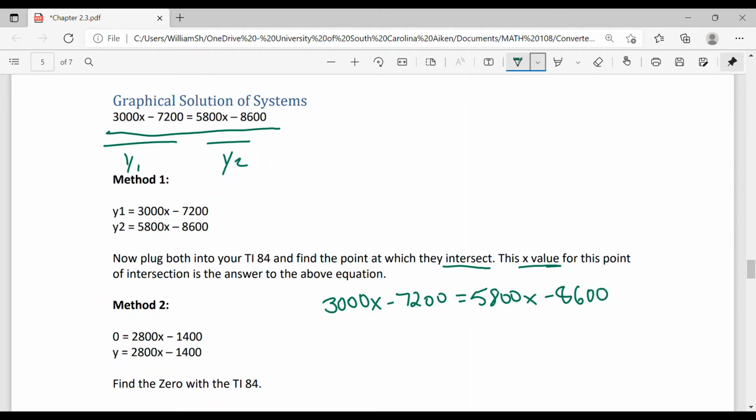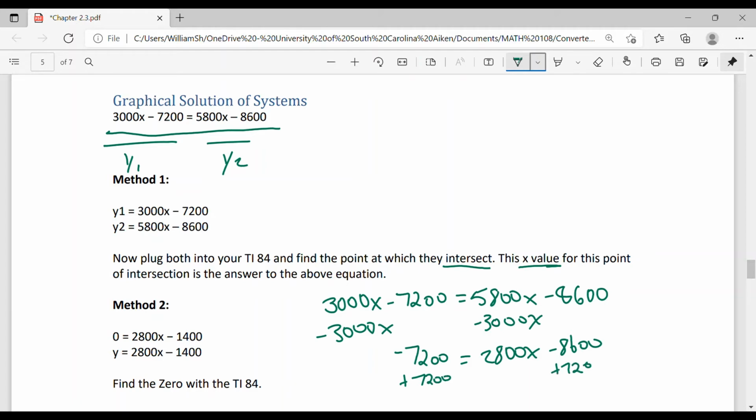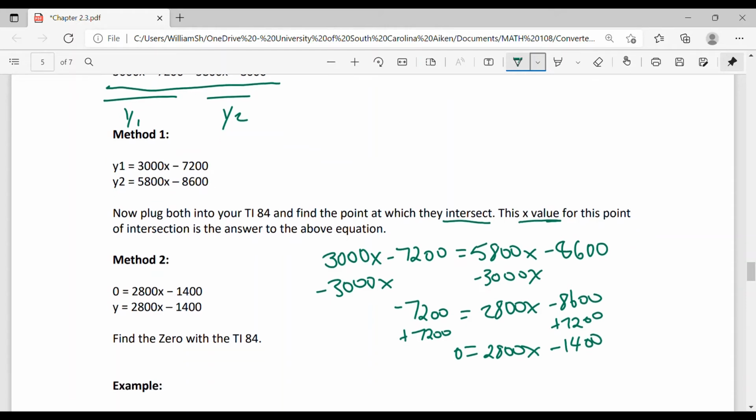Okay, so if I bring everything to the right hand side, I subtract 3000x. That gives me 2800x minus 8600 equals negative 7200. I add the 7200. What you'll notice is that gives you 0 equals 2800x minus 1400. Now, to be perfectly honest with you, if you get your systems of equations this far, you might as well have just finished it out and solved it by hand.